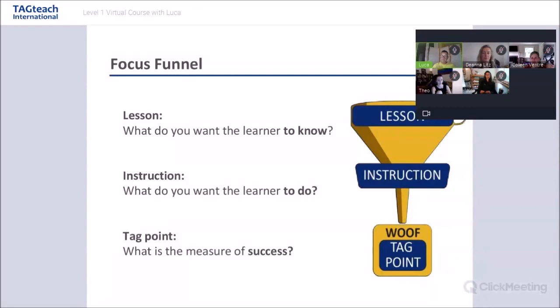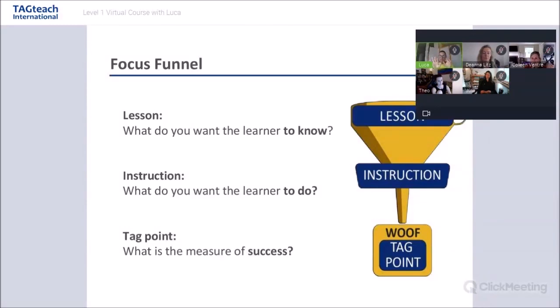The instruction is the explanation of what is happening next, what we want the learner to do now after I'm done with my talking. And the instructions are phrased very, very shortly, with one or two sentences.